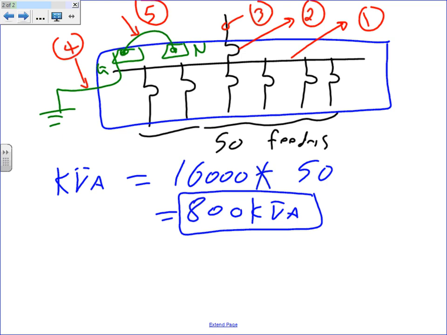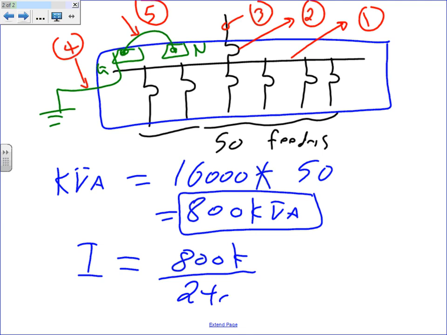Now the question would be, guys, okay, so that's the demand for the whole park. Now, I don't know about you, but when we size equipment, we size it based not on kVA, we size it based on amps, so I need amps. So to convert the kVA into amps, I need to know the voltage. So what was the voltage system that we're using? 240. So I need I equal 800k, divided by the voltage, 240 single phase.